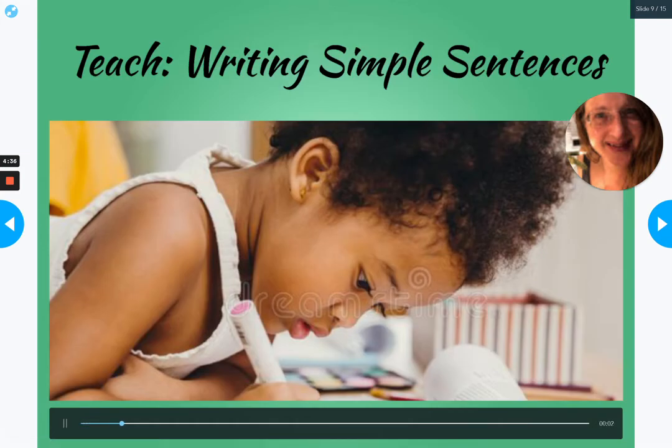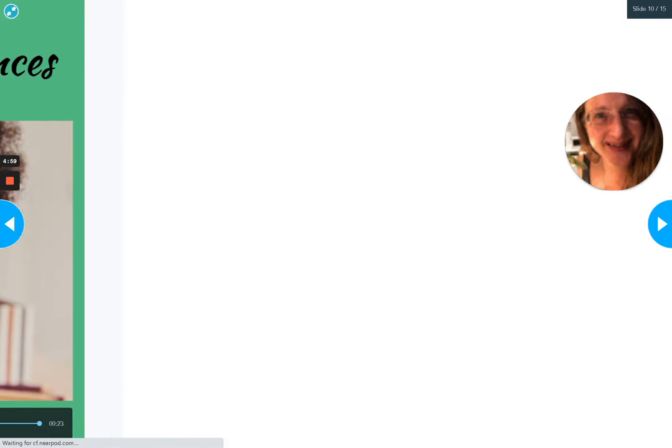Emergent readers and writers are ready to begin writing sentences to demonstrate their understanding of past events. When they're writing, encourage them to use transition words to begin their sentences, like first, next, then, after that, and finally.